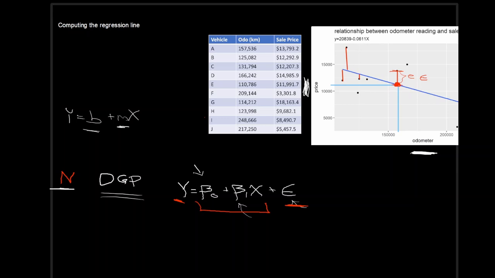If we had all the data of every odometer reading and every price out there for vehicles, we could work out the relationship between odometer reading and price, such that we could take any odometer reading and estimate what the sale price of that car would be, plus or minus whatever our built-in error is.